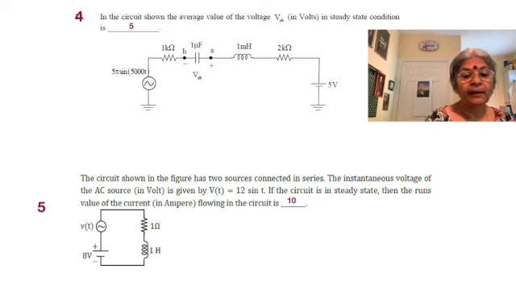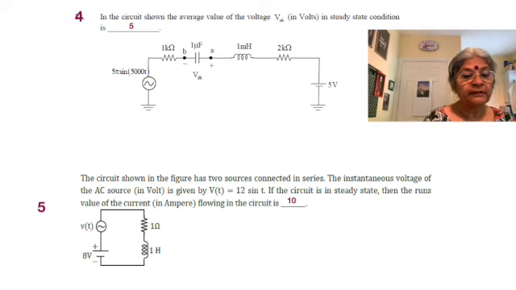So omega equal to 1 and maximum value is 12. If the circuit is in steady state, then the RMS value of the current flowing in the circuit is what? So now this time we are asked for the RMS value. So we have two sources now, the AC source and the DC source.